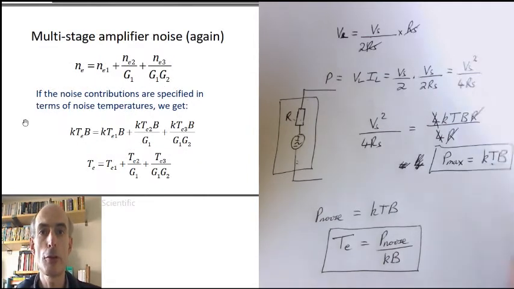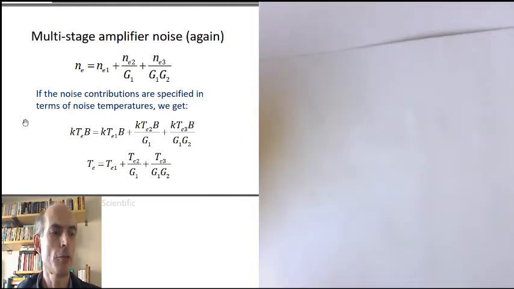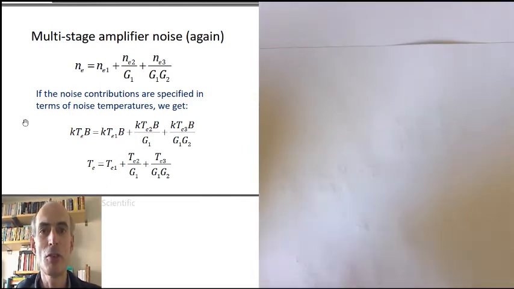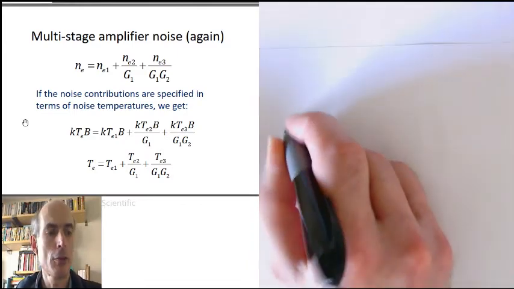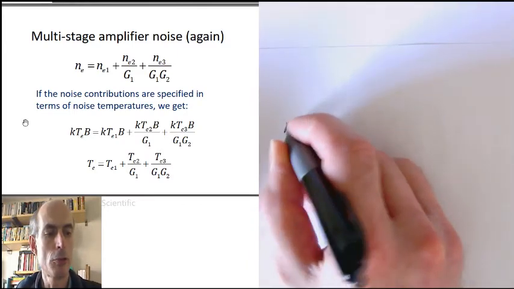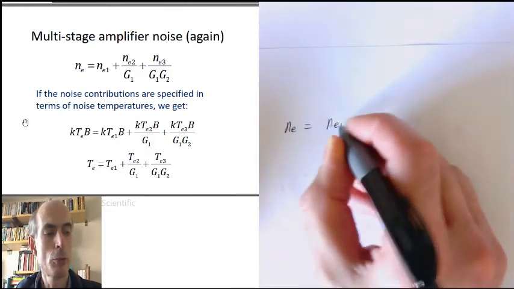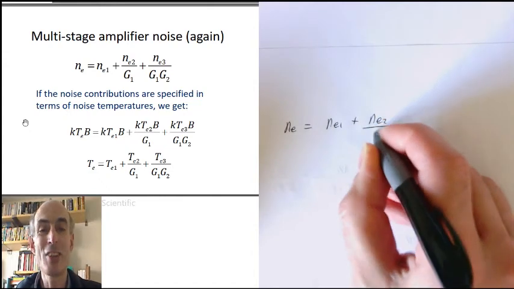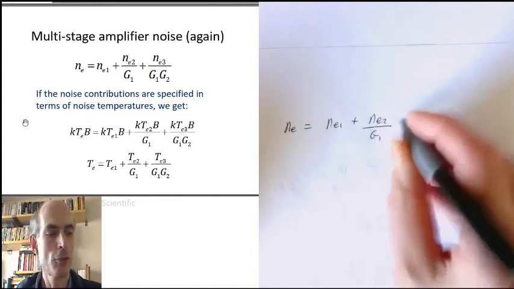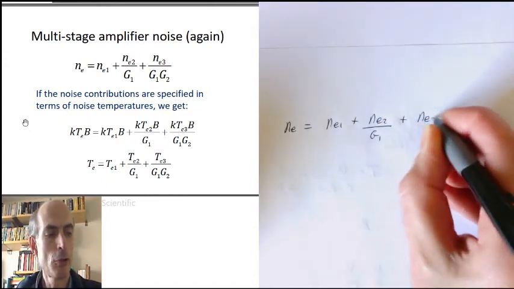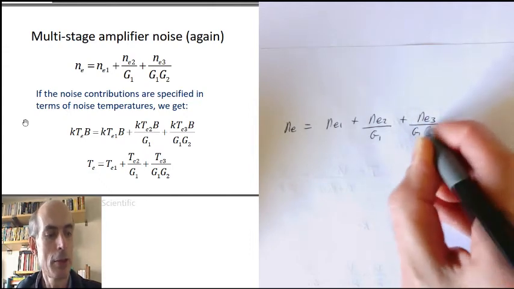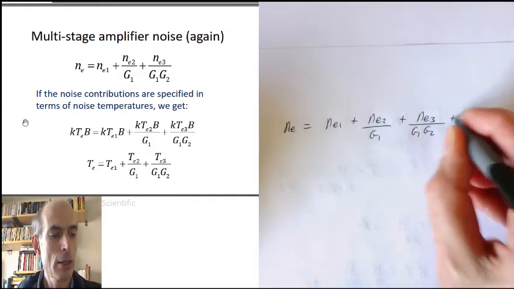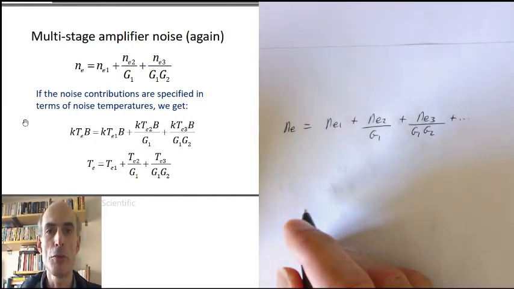If we return to the formula that we saw in the last video for the total equivalent input noise of a series of amplifiers, that's this one. The total equivalent input noise power is the equivalent input noise of the first stage plus the equivalent input noise of the second stage divided by the gain of the first stage plus the equivalent input noise of the third stage divided by the product of the gain of the first two stages. And the formula would just continue if you have more than 3 stages.